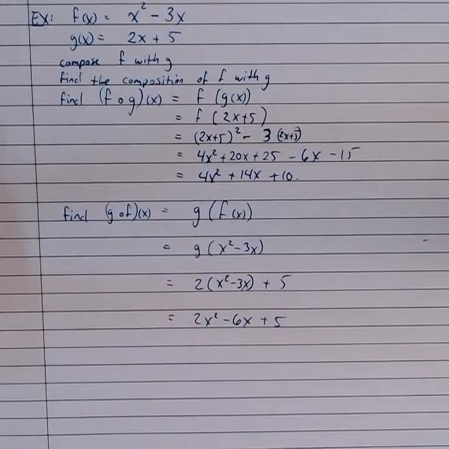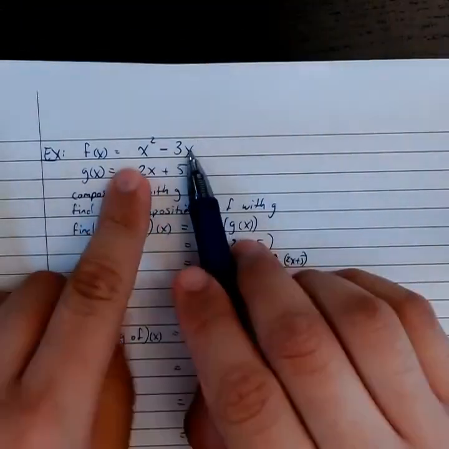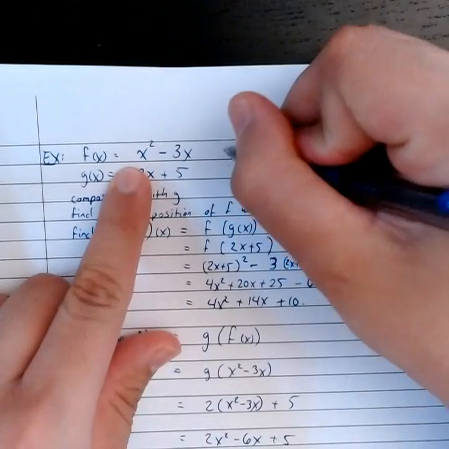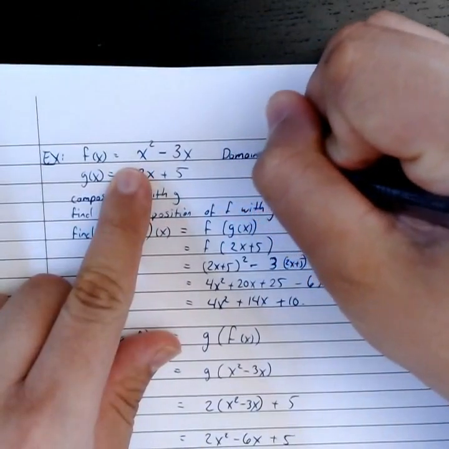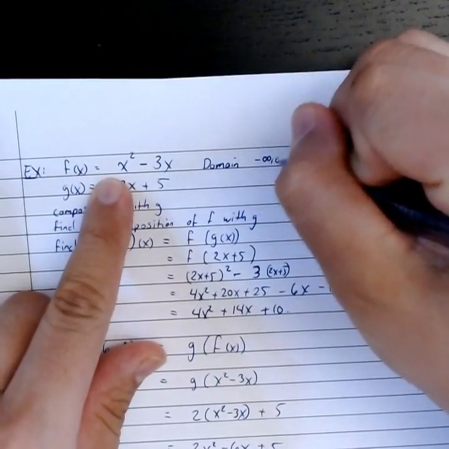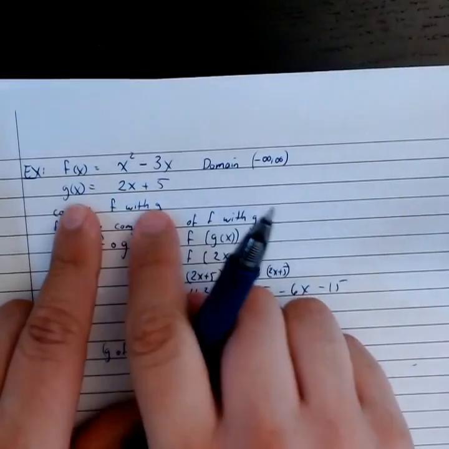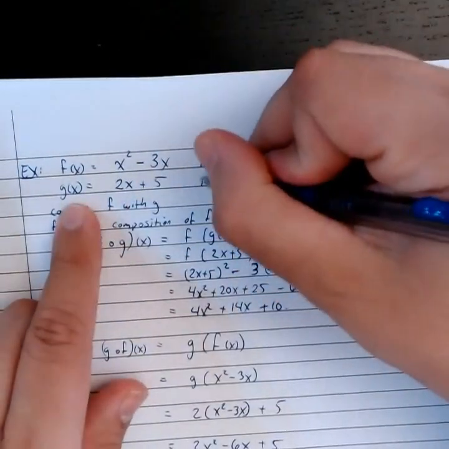Now for these particular problems, the domain is very, very simple. After all, this is a polynomial. Its domain is all real numbers.